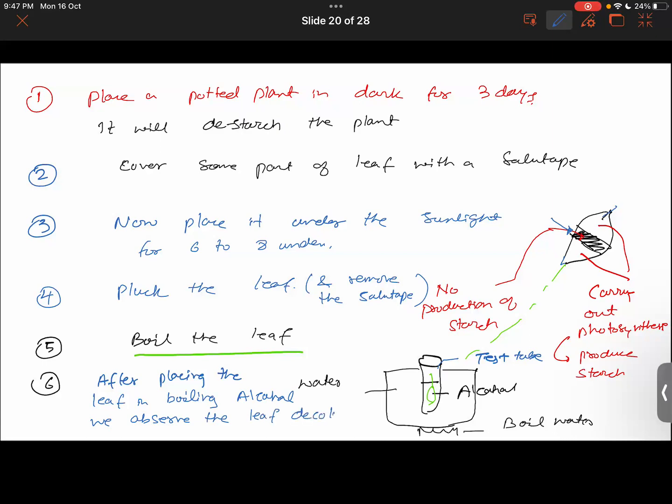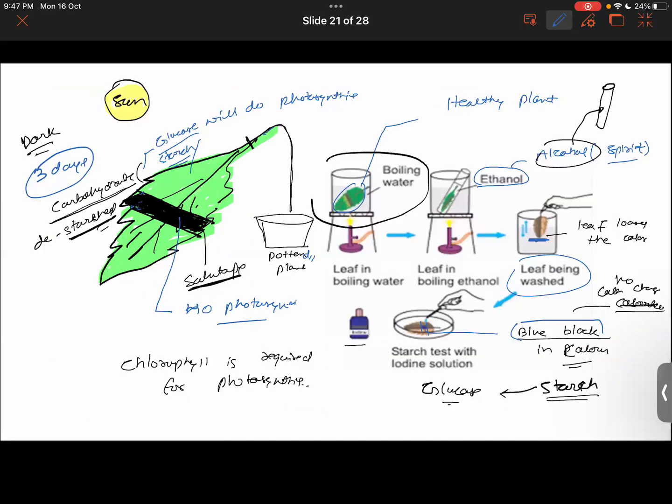We observe the leaf decolorizes. What happens to it? It decolorizes. Getting it now? As you can see in this image, look at this image and this image here. Look at the two images. This one is what? It's a decolorized leaf. Understand?